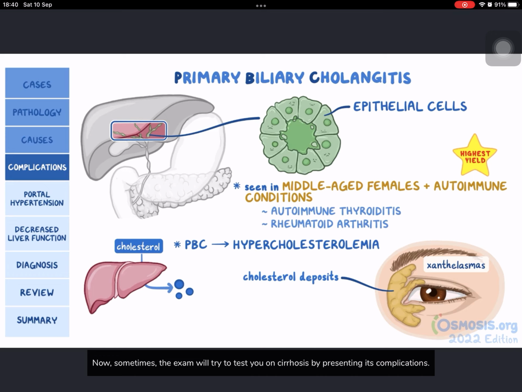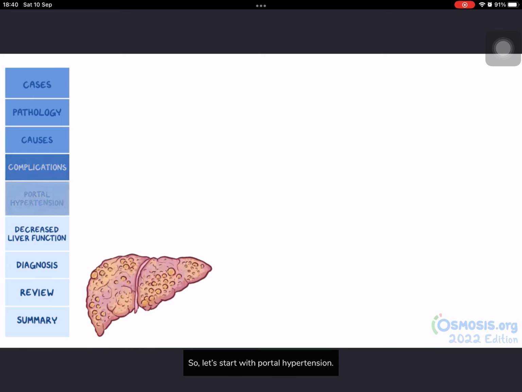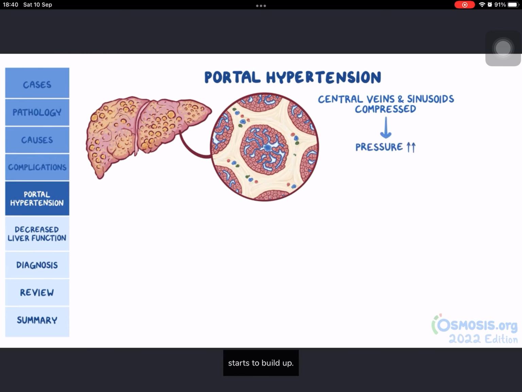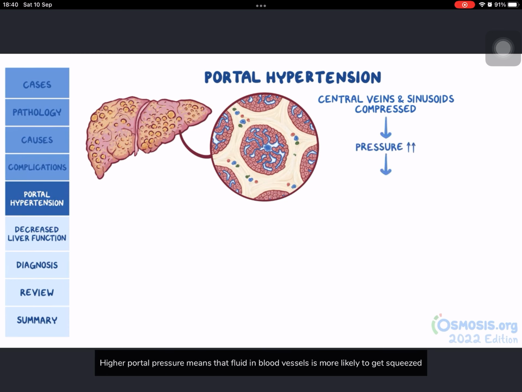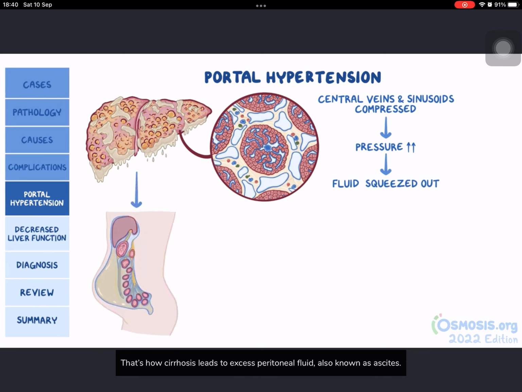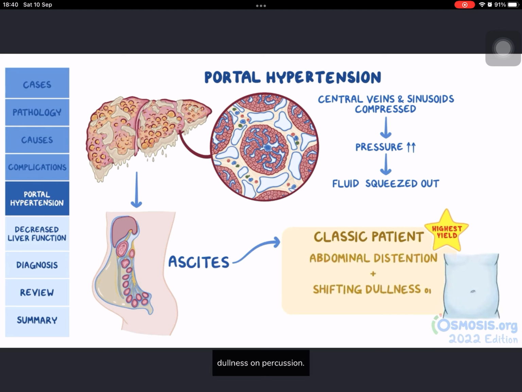Now, sometimes, the exam will try to test you on cirrhosis by presenting its complications. So, let's start with portal hypertension. As the central veins and sinusoids become compressed by scar tissue, their pressure starts to build up. Higher portal pressure means that fluid in blood vessels is more likely to get squeezed out into tissues, and then leak into large open spaces like the peritoneal cavity. That's how cirrhosis leads to excess peritoneal fluid, also known as ascites. The classic patient with ascites will present with abdominal distension as well as shifting dullness on percussion.